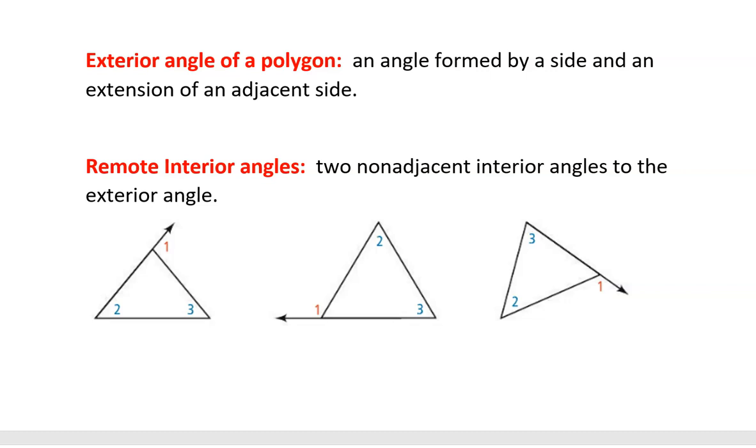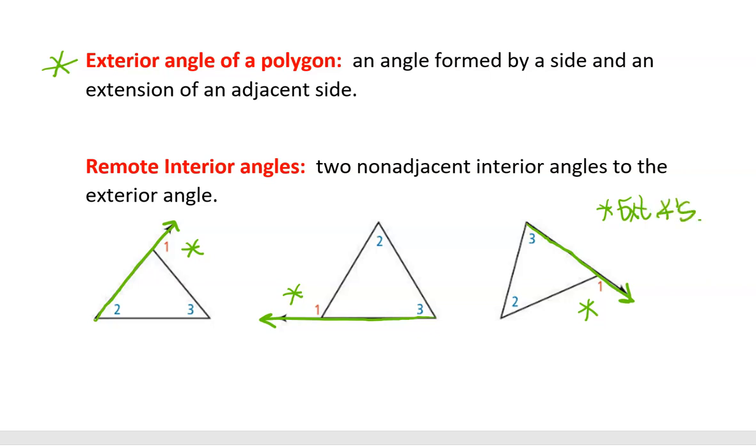An exterior angle of a polygon is an angle formed by a side and an extension of an adjacent side. So when you look at each of these angle ones, it extends one of the sides out. So this right here is an exterior angle. Notice how this is an extension of this side. Again, angle 1 is an exterior angle there as well. And then if you extend on the right side, angle 1 is an exterior angle here as well. So all of my green stars are exterior angles.